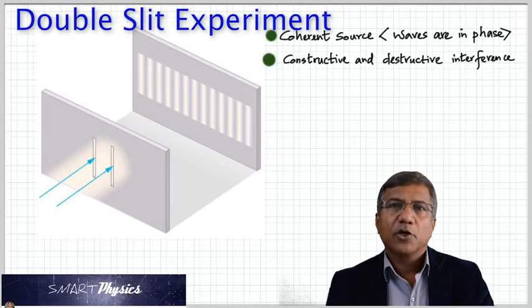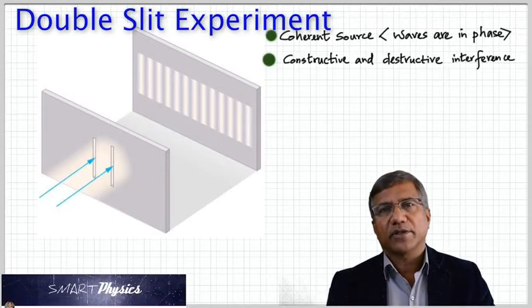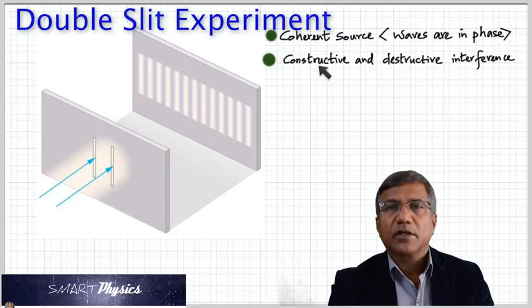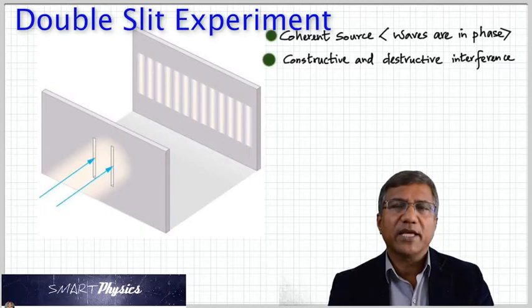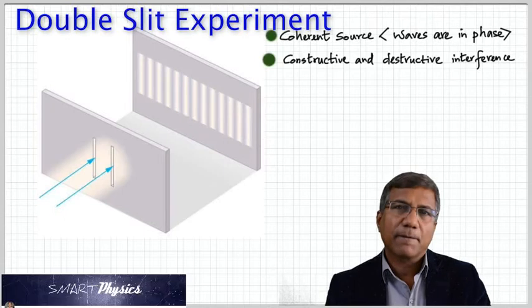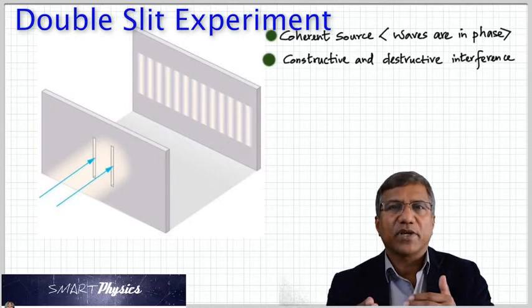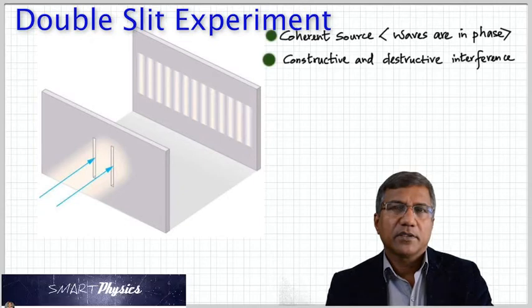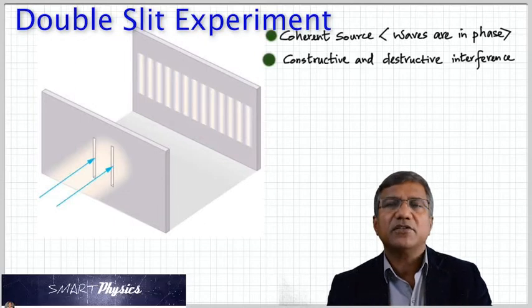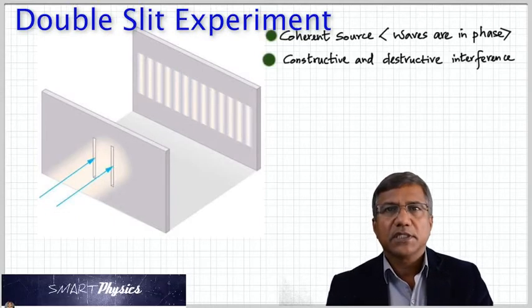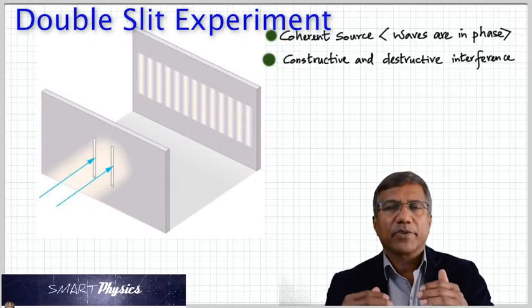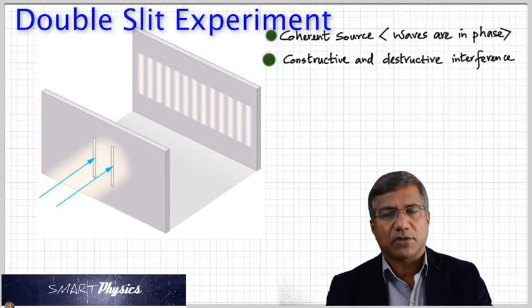But there are some conditions for interference to be produced. Number one, the sources must be coherent. A coherent source produces waves that are in phase with each other, or there is a constant phase difference between them. So the phase difference does not keep changing. It's just a constant. Either there is no phase difference or there is a constant phase difference. That's what you mean by coherent sources. And in interference, you have constructive interference and destructive interference.